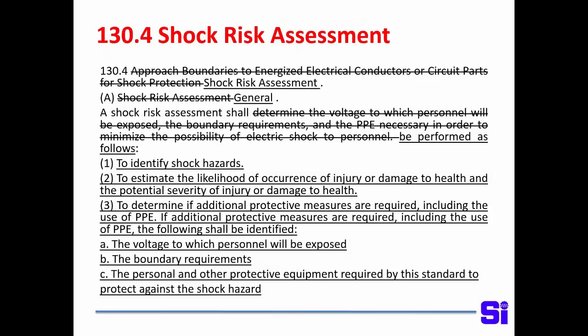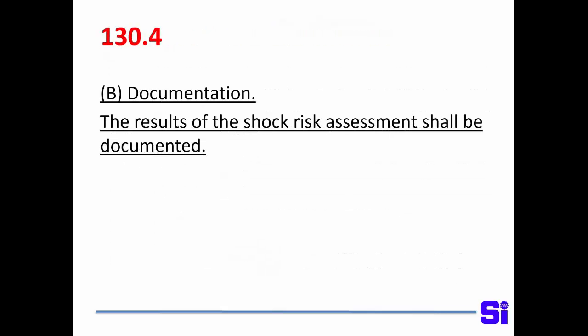So we say a shock risk assessment shall be performed as follows. And then we go through the list. Identify shock hazards, estimate the likelihood of occurrence, potential severity, determine if additional protective measures are required, including the use of PPE. And if you do need PPE, then you have to identify the following items: the voltage to which the person will be exposed, the boundary requirements, and the PPE required to protect against the shock hazard. So I really feel this clarifies that whole section much better than the way that we had it.